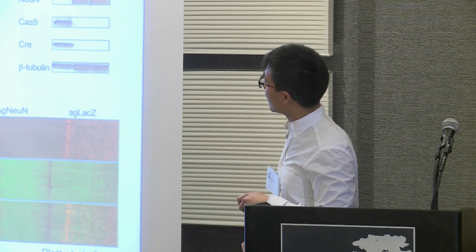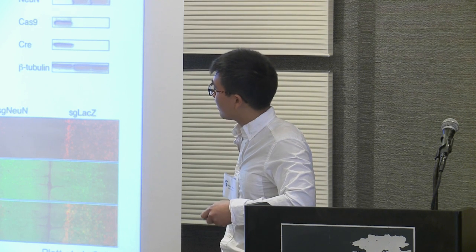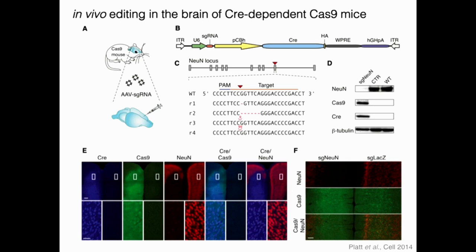Then if you do the in vivo editing as a proof of concept, you can package the guide RNAs. This is now significantly easier because you can get extremely effective, high-titer virus just packaging a U6 guide RNA and a promoter driving your Cre recombinase. You stereotactically inject this into the prefrontal cortex of the Cas9 mouse. The gene that Randy targeted was a highly expressed RNA splicing factor found specifically in neurons. It's called NeuN or RBFOX3.